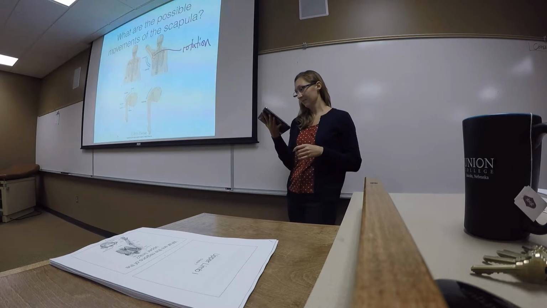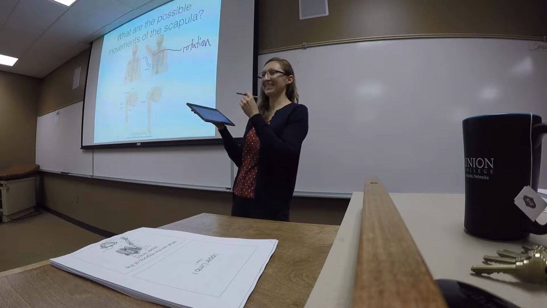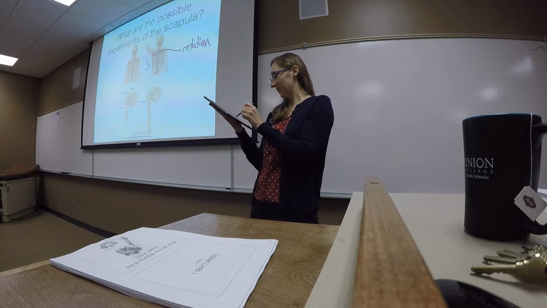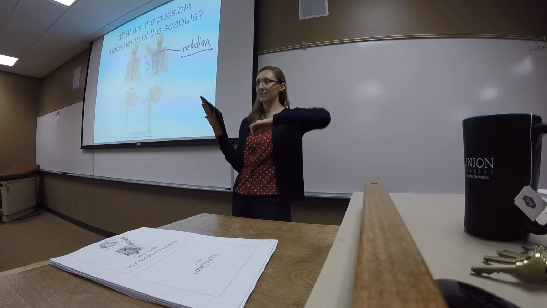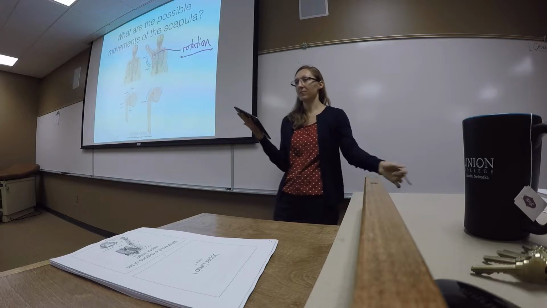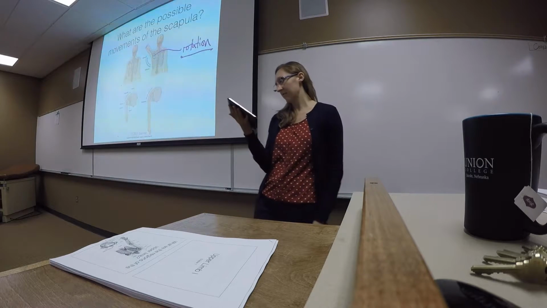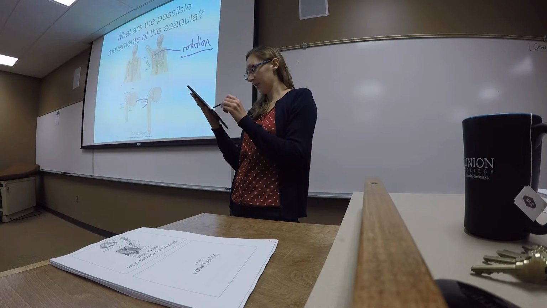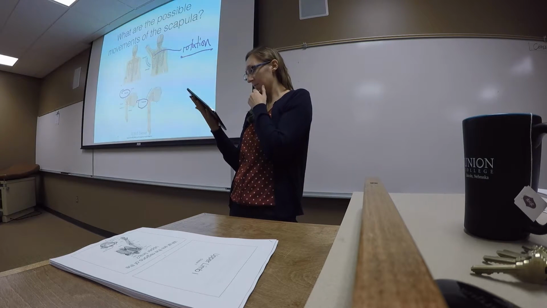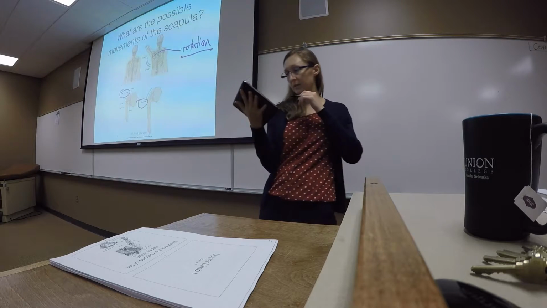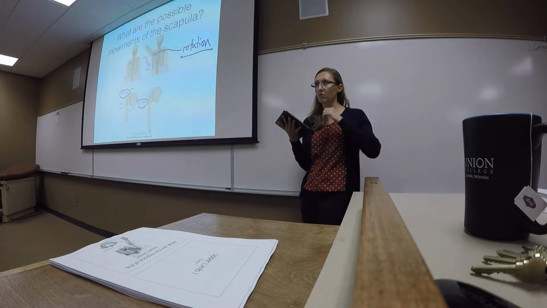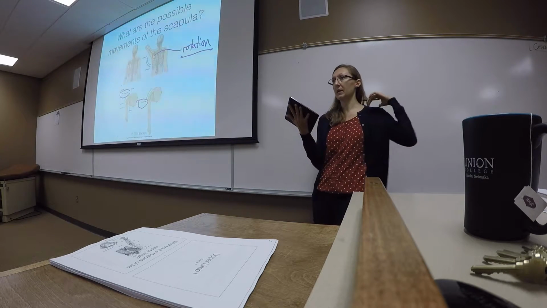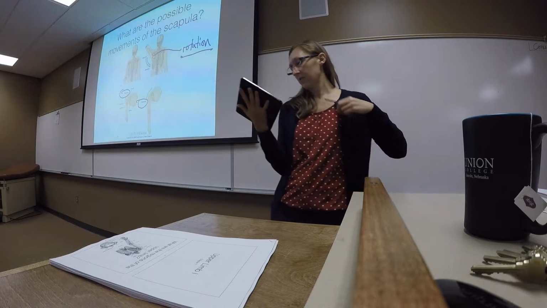Okay, so rotation of the scapula is important for extending that movement of the abduction of the arm above 90 degrees. And then we have protraction and retraction of the scapula. This is moving it away from the midline for protraction and towards the midline for retraction. So moving it away from and towards the midline.